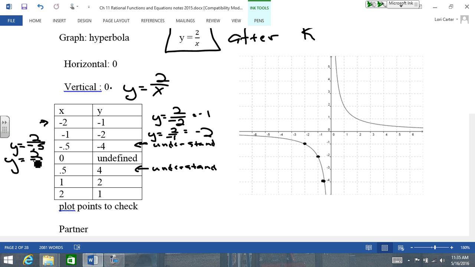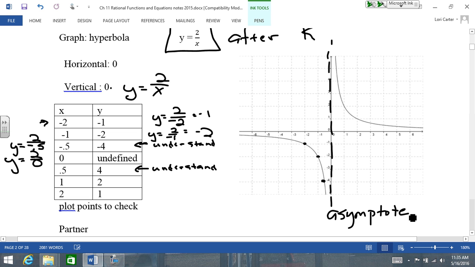Since this is undefined, this line right here, it will never ever touch. That is called an asymptote.